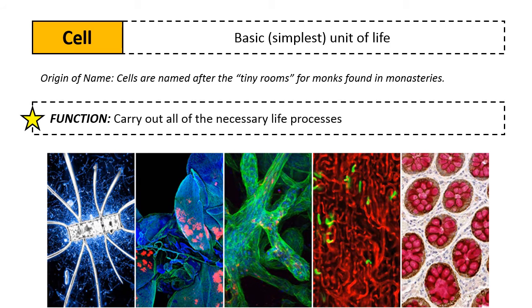Now, the main function of a cell is to do all of the necessary life things. So if life can do it, generally a cell can do it. In fact, one of the reasons you breathe and eat food is so that every single cell in your body can get oxygen and have food to carry out those life processes and do the things that life does.